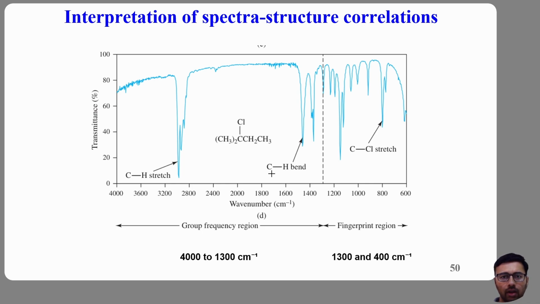The infrared spectra are traditionally divided into two major regions, the group frequency region and the fingerprint region. The group frequency region spans approximately 4000 to 1300 centimeter inverse. This region contains relatively simple and characteristic stretching vibrations. Functional groups absorb here in predictable ways.